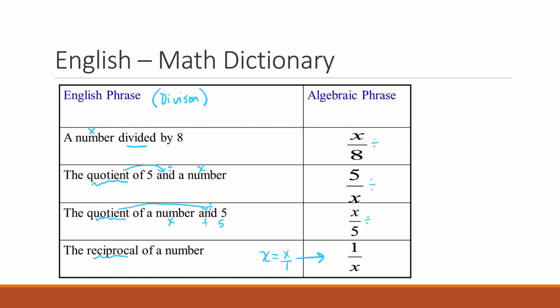The quotient of a number and 5. Notice the difference in order here. The previous one was quotient of 5 and the number. So the quotient, the 5 has to go first. It's in the numerator or the top. 5 over x. Quotient of a number and 5. Now the number is in the numerator. So that would be x or n over 5.